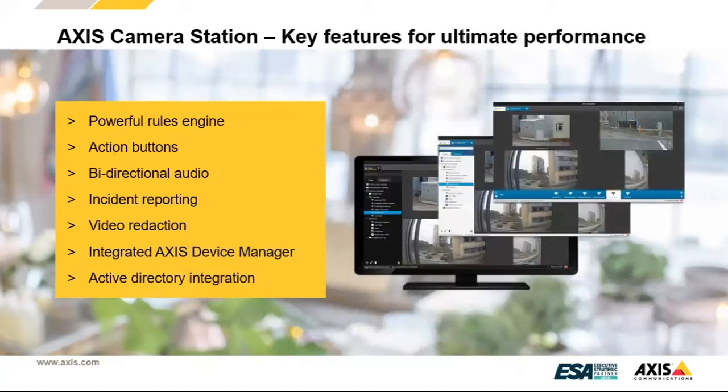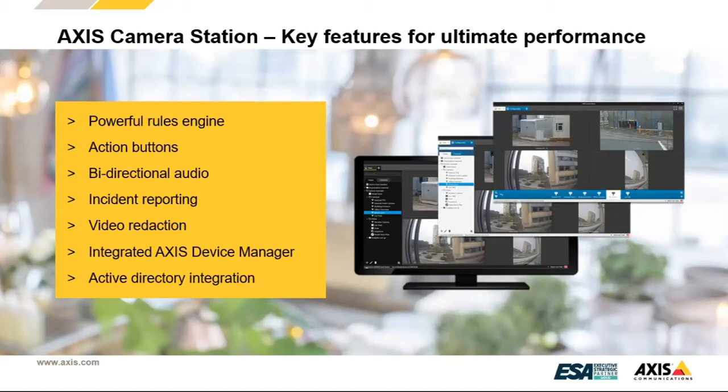But those are the features that I kind of call expected now within the VMS space. So what about Axis Camera Station is unique? Well, first off, we have a powerful rules engine in the back end. And what that does is that's like saying if then. If something happens. So let's say you have a simple setup of, we just want to know if motion occurs on a camera, then we want to record at a higher frame rate. It could be very simple like that, or it could be much more complex.